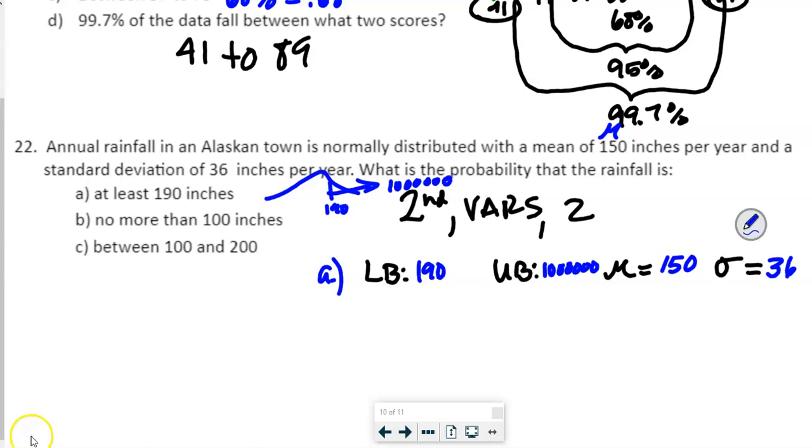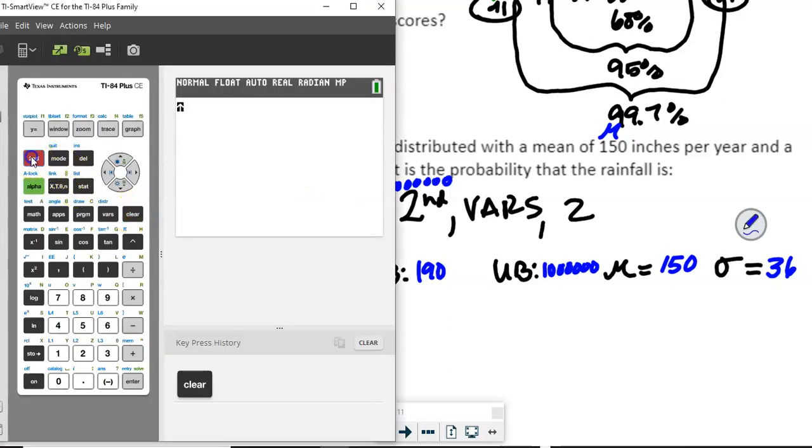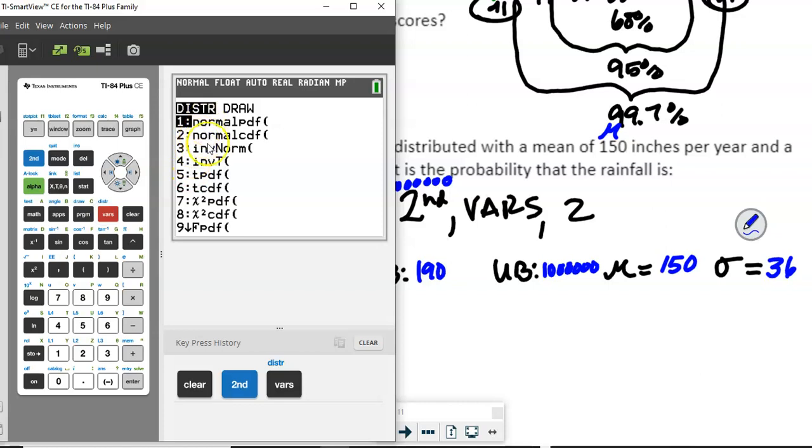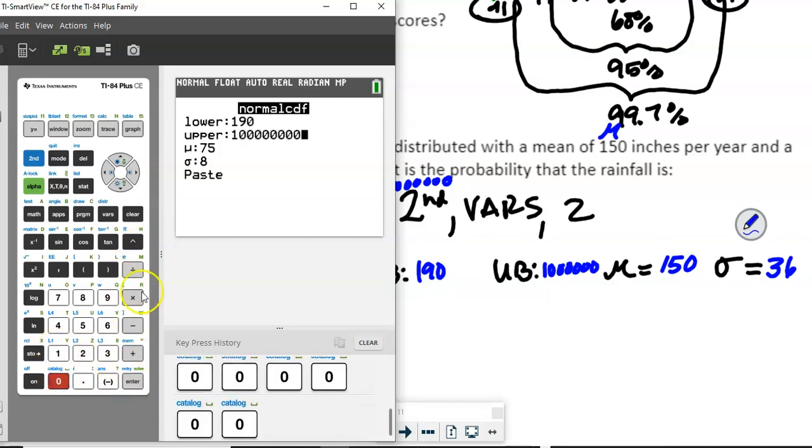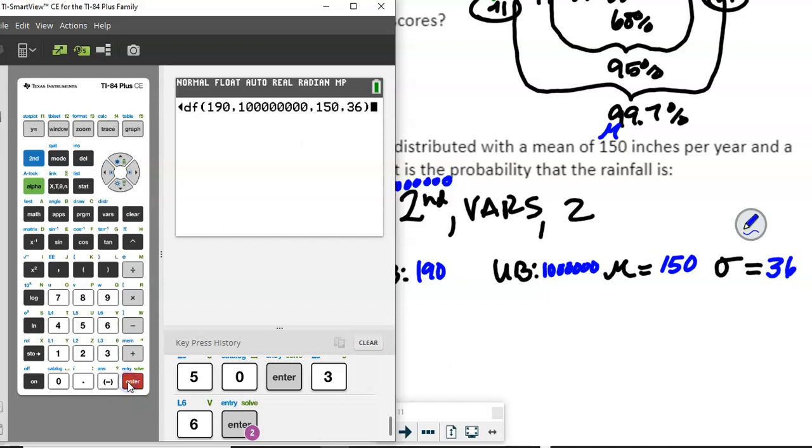So let's go ahead and do that in the calculator. So here's our TI-84. So I'm going to go second VARS right there and choose my number 2, normal CDF. So you can either scroll down or click 2 and enter. Okay, now notice we have here our lower, upper, mu, and standard deviation. So what we're going to do is put 190 in here for our lower bound and enter. Then for our upper bound, we're going to put 1,000,000, a really big number. Okay. Then we're going to put our 150 for our mean. And then we're going to put 36 for our standard deviation, okay? We're going to click enter again, check our numbers right here, and then we're going to click enter again.